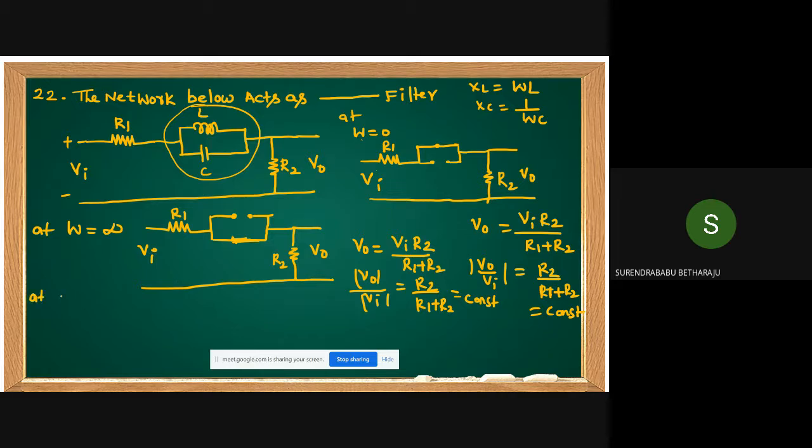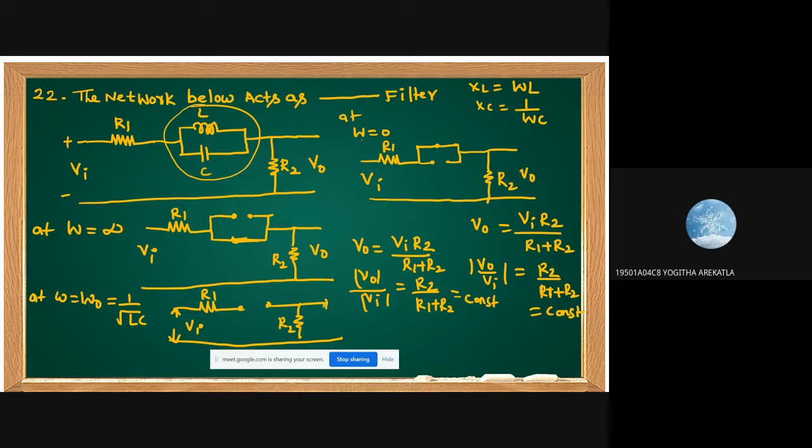But at omega equal to omega naught, which means 1 by root LC, now tell me, at resonance condition, does the LC circuit act as an open circuit or short circuit? Just now I explained. There is no current through which one? At resonance condition, there is no current through the combination of L and C elements. That's why it acts as an open circuit.